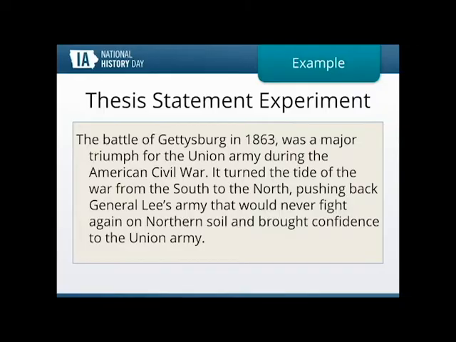So overall, this is pretty strong. The student went through many, many drafts on this, but now we have a narrower topic. The student is focusing on the Battle of Gettysburg and how it turned the tide of the war and how it was a triumph for the North. So we're hearing some of those theme words. The student points out its impact, stating that it turned the tide of the war from the South to the North. And they're sharing that significance, stating that General Lee's army would never again fight on Northern soil, and how it brought success or triumph to the Union Army.